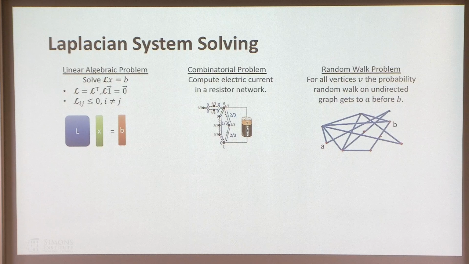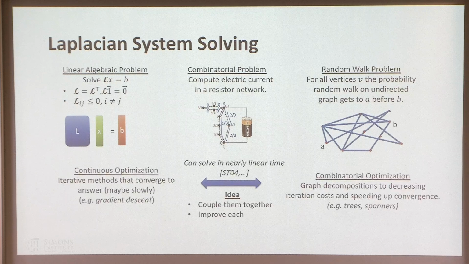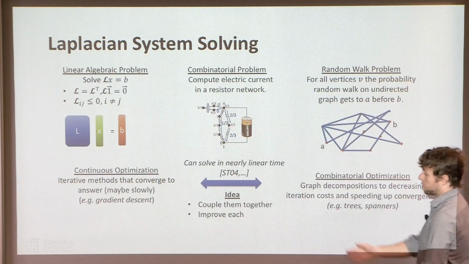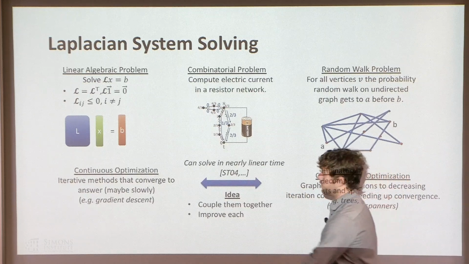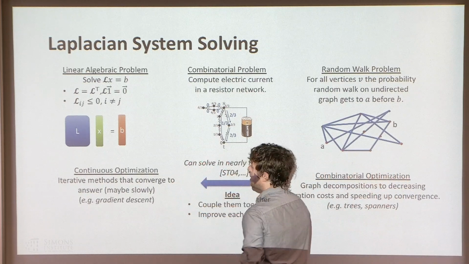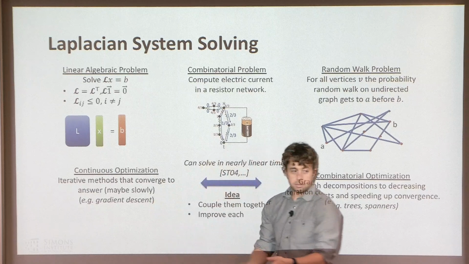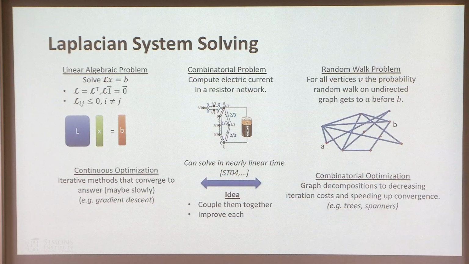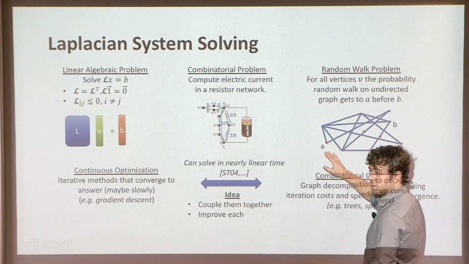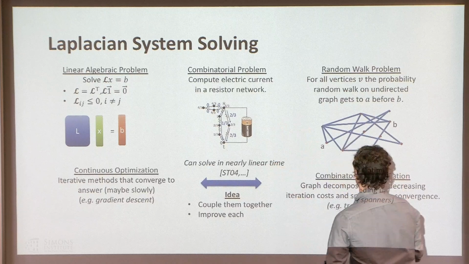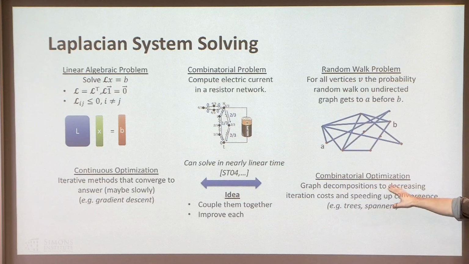So I think one of the reasons for the wide influence of Laplacian system solving over the last decade has to do with these different views of Laplacian systems. They lend themselves both to continuous optimization perspectives, where we view them as linear algebraic problems and try to solve them by natural iterative methods like gradient descent and coordinate descent, and to more combinatorial problems involving graphs, resistor networks, and random walks, which allows them to be solved through different sorts of combinatorial decompositions of the graphs.